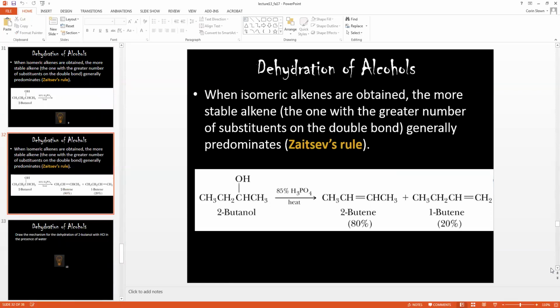Did you draw 2-butene as the major product? If so, then you have a solid understanding of Zaitsev's rule. If you're not sure, then it's a great opportunity to go back and revisit several of the examples that we've talked about previously.